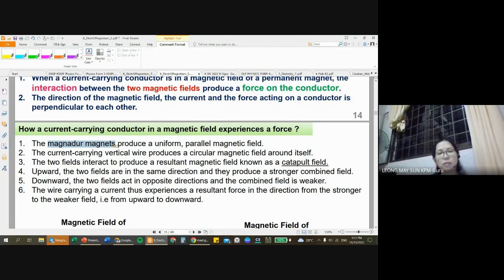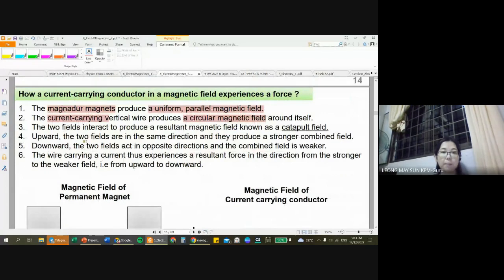Magnadur magnet, honestly, is a weaker type of magnet. It will produce a uniform parallel magnetic field. Magnadur magnets are permanent magnets. Then a current carrying wire produces a circular magnetic field around itself. So number one is from a permanent magnet. Number two is from a temporary magnet. Temporary magnet means it comes from a current carrying conductor. So one is a uniform parallel field, the other is a circular magnetic field. When the two fields interact, it will produce a resultant field known as the catapult field.